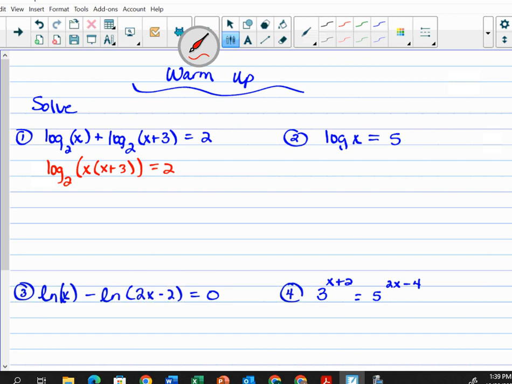By flip it, do you mean write it as an exponential? Yes. Okay, perfect. So are we okay with 2 squared equals x squared plus 3x? Yes. Okay. I'm going to bring the 2 squared over as a 4. Do Roger's favorite thing, factor.